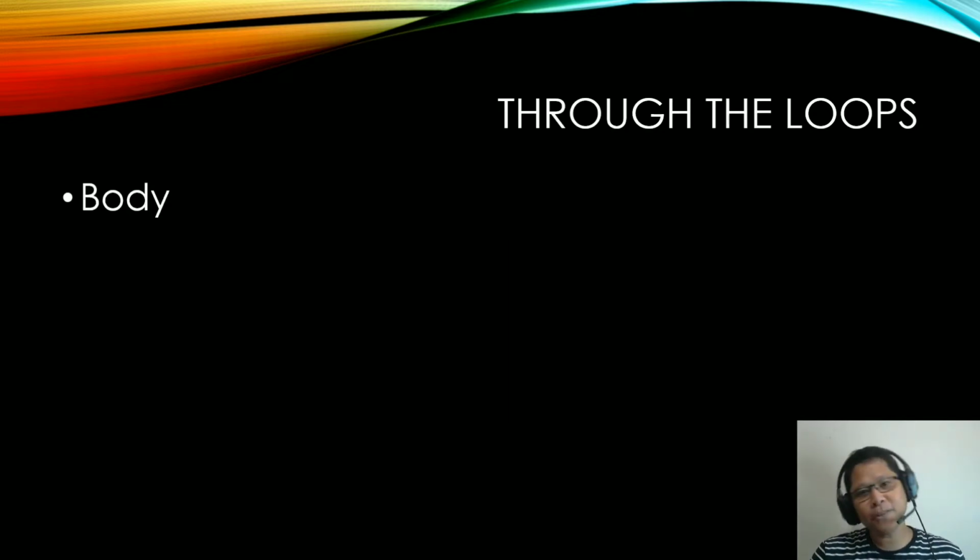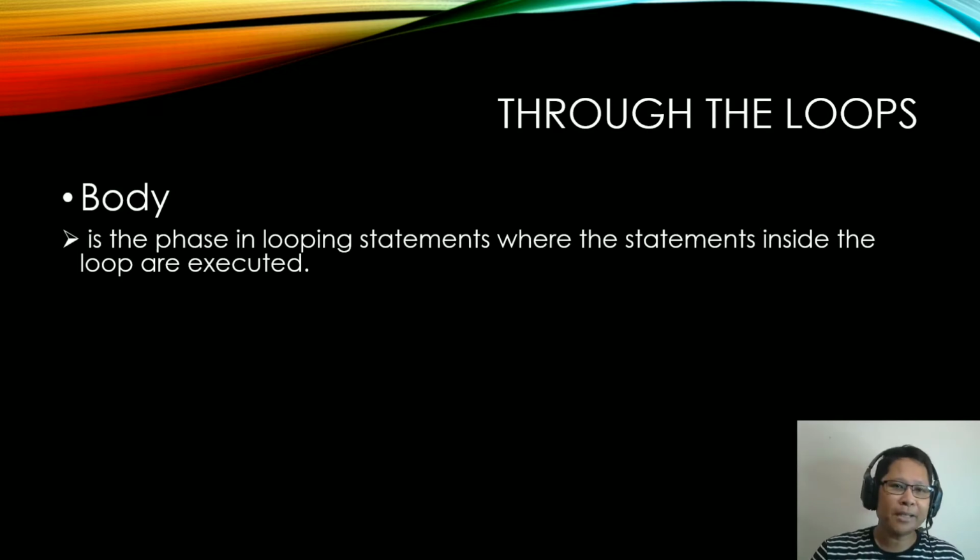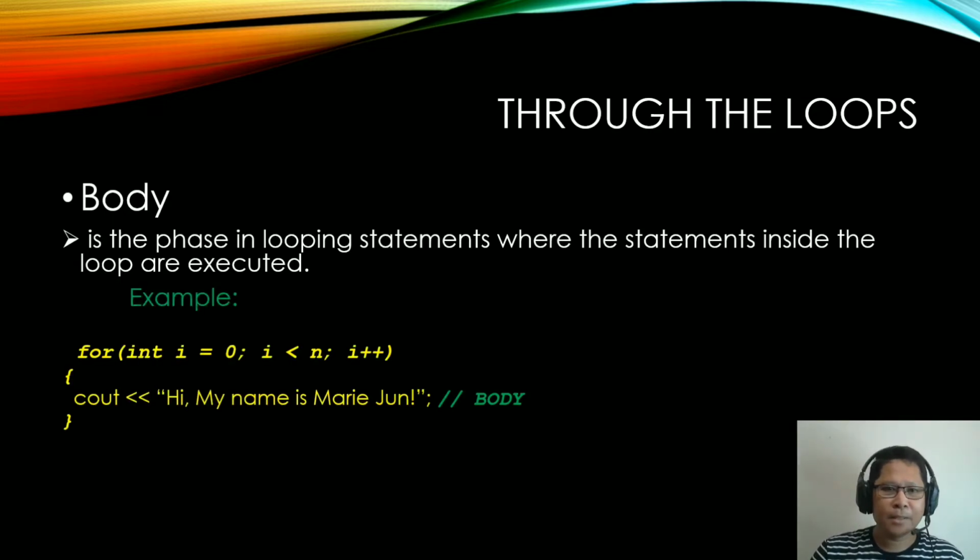So let's move on to the body. The body is the phase in looping statements where the statements inside the loop are executed. In this example here, the body is found inside the brackets right after the parameter here. See? This is usually the place where we call out to execute the code. Okay, this one here.